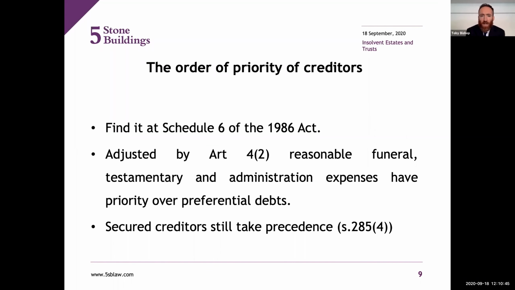Now, the 1986 Act sets out the order of priority for creditors, and you'll find that at Schedule 6 of the Act. But that's adjusted by Article 4.2 of the 1986 order, so that the reasonable funeral, testamentary and administrative expenses have priority over preferential debts. So preferential debts are things like tax. But your funeral and administration expenses come out first. And that, of course, can be quite important. Secured creditors will still always take priority. That's section 285.